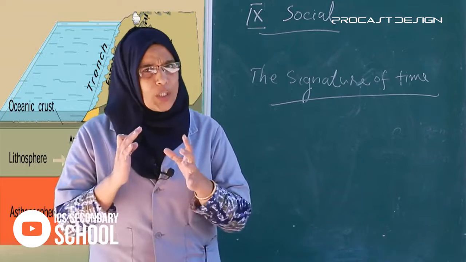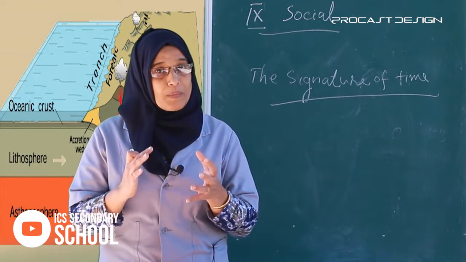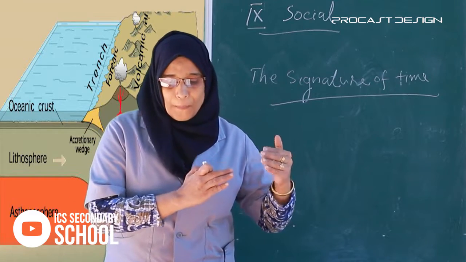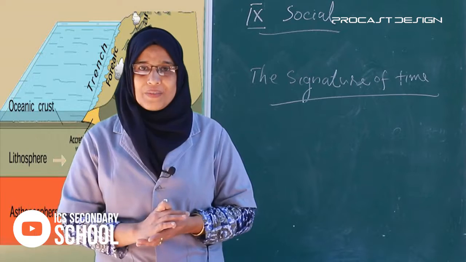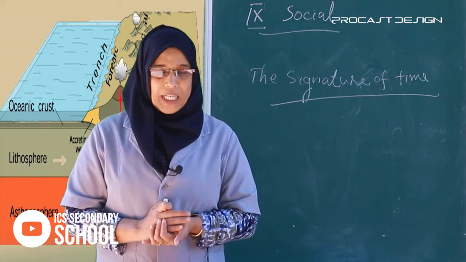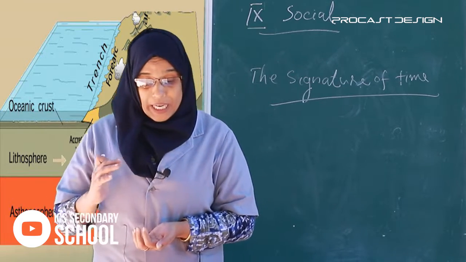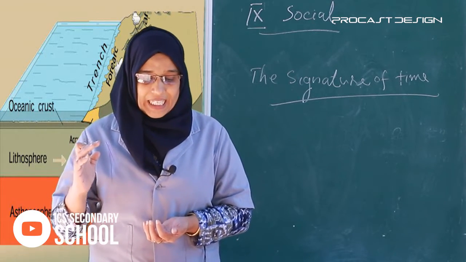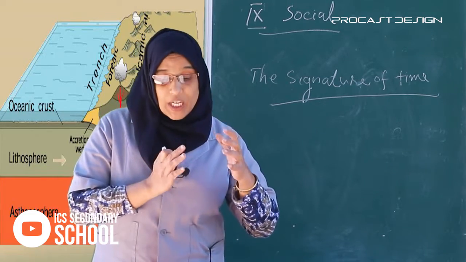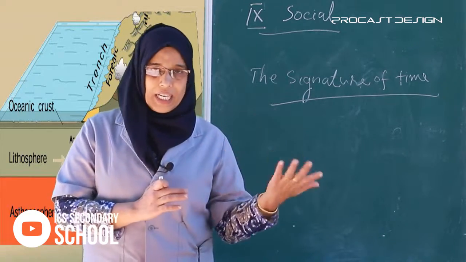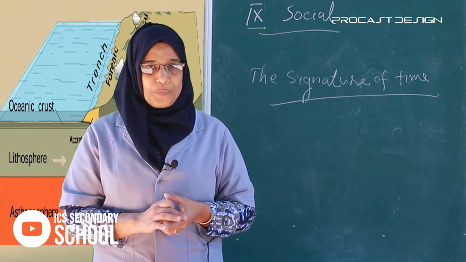Two types of lithospheric plate: major plates and minor plates. Each plate may exclusively contain either oceanic crust or continental crust.